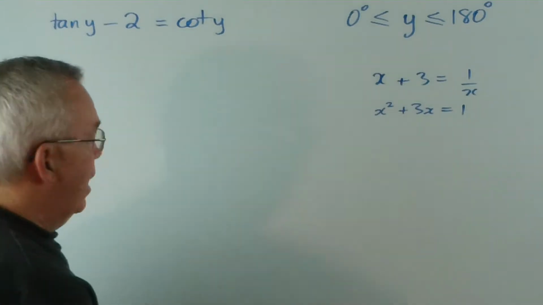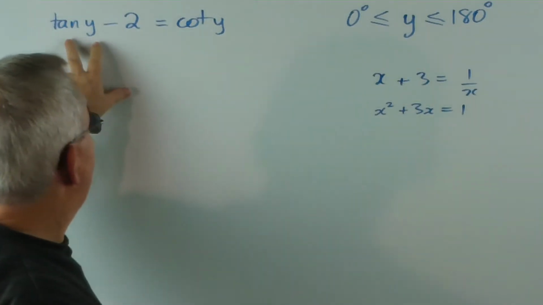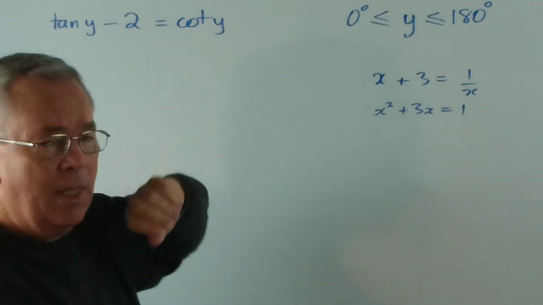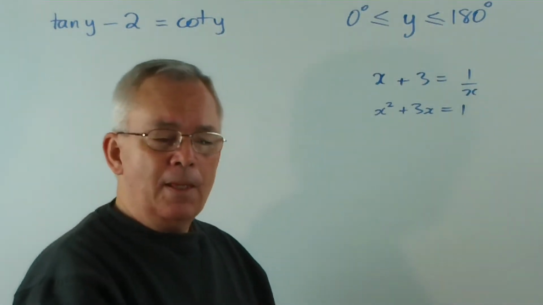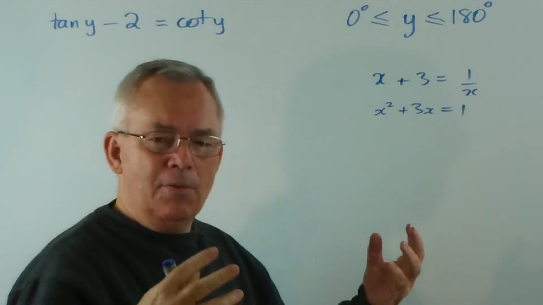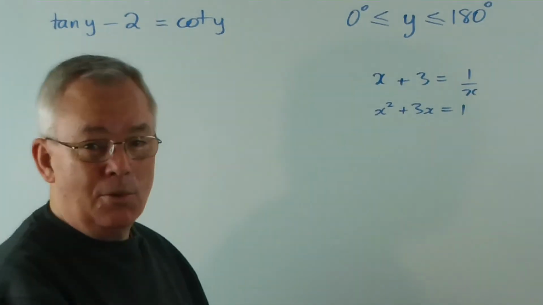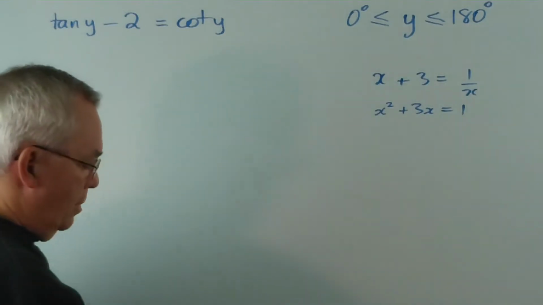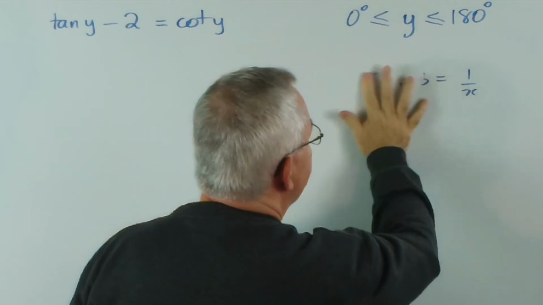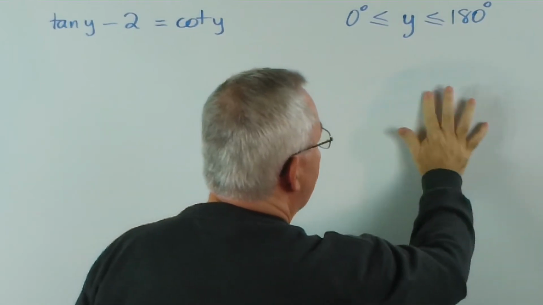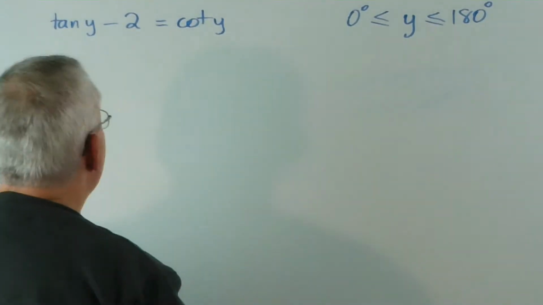So I could solve this using quadratic equations. An alternative way is that when you have tangents and cotangents, if you convert everything into sines and cosines, you can then resolve the equation. I think you'll still get a quadratic anyway, but it will just be expressed in a different way. So we're going to leave them as tangents and start off this way.